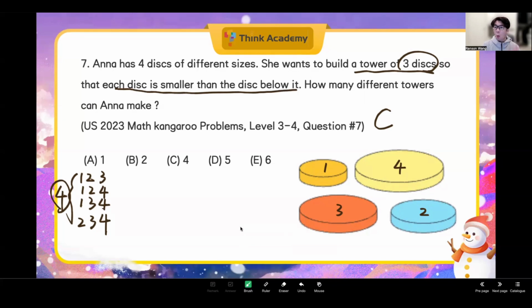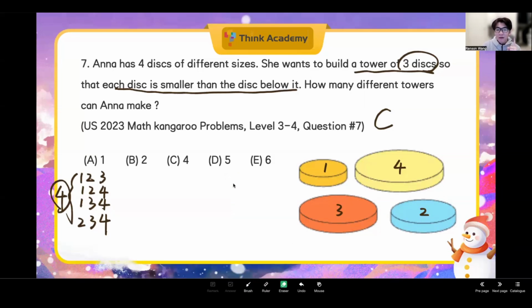We know that once we choose three of the discs from the four, the order is definitely fixed, right? For example, if I choose one, four, and two, you cannot just put one first, four second, and then two third, because we have a requirement that every disc is smaller than the disc below it. So the correct order is actually one, two, and four. So that means once we choose three from the four, there's only one way to build it.